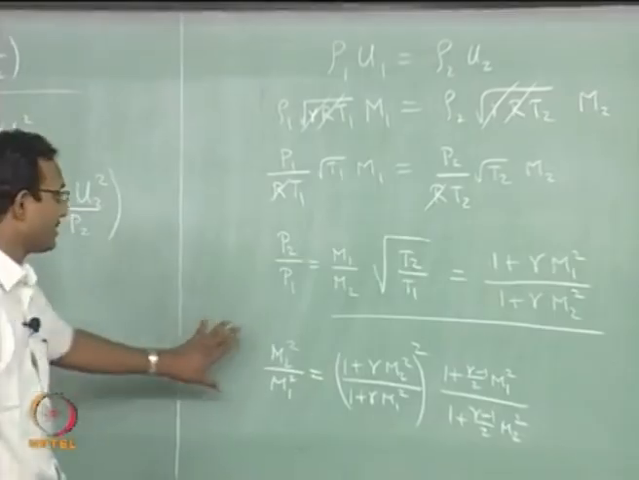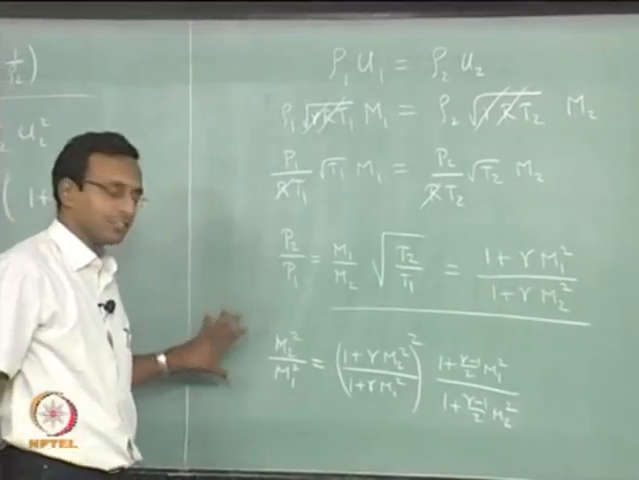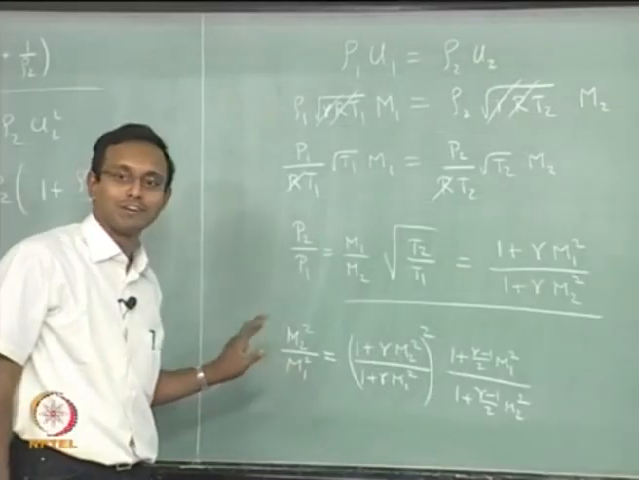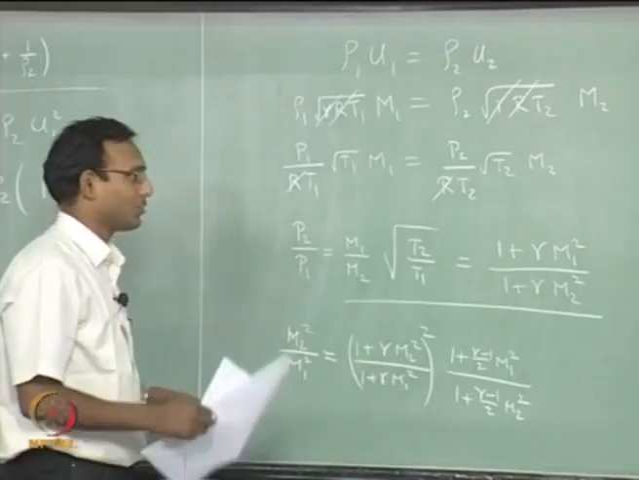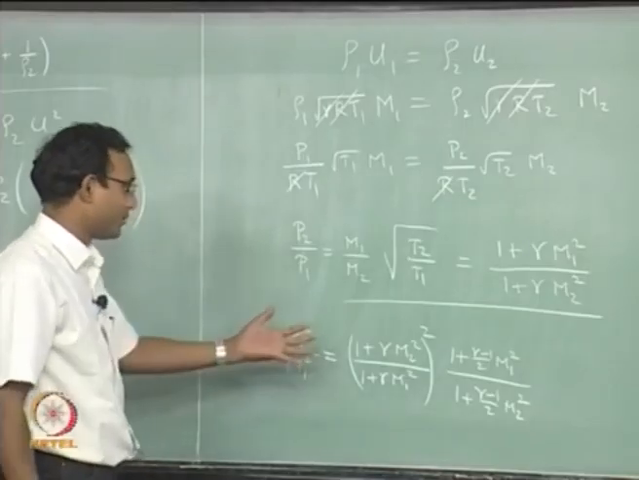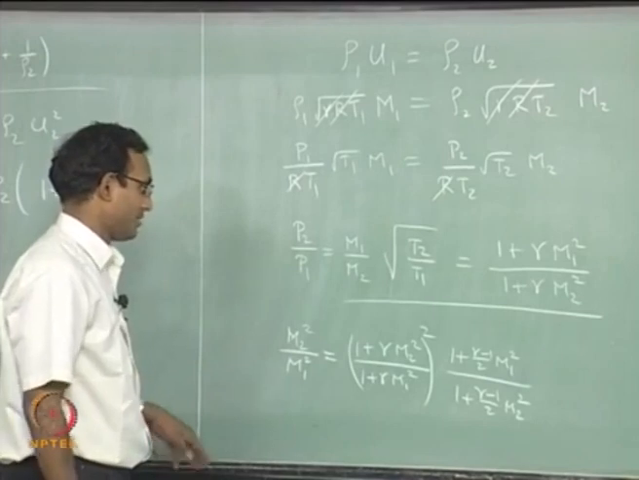So, I am finally having a relation just relating m1 and m2, which is what we wanted, but it is still not very simple. We have to simplify this such that I can write it as m2 equal to a function of m1 alone. That is the overall job, and that is what we are going to do today. Okay. So, I have to solve for m2 in terms of m1 from here. What do I have to do?